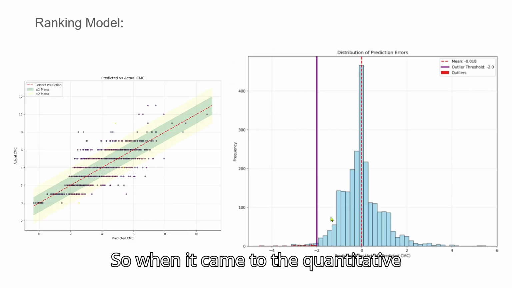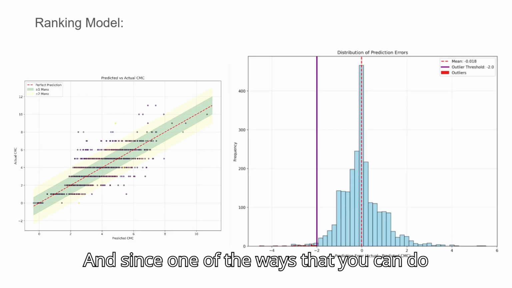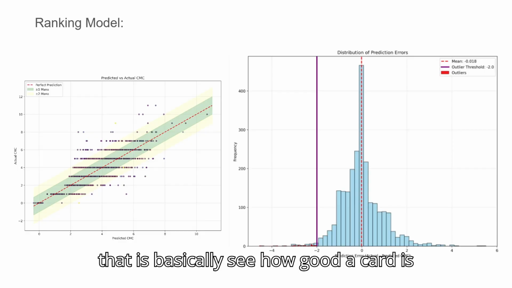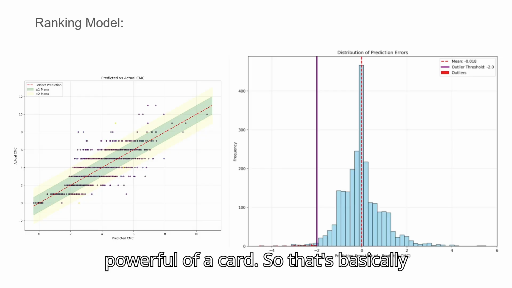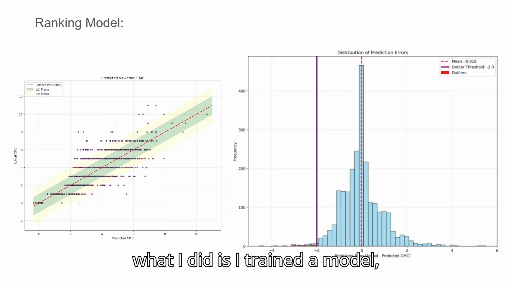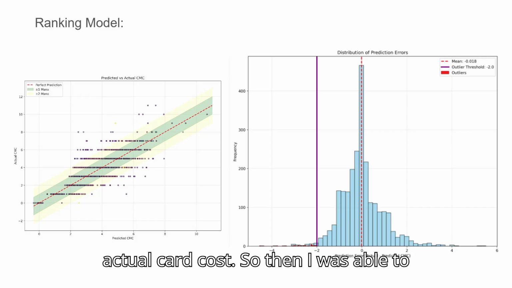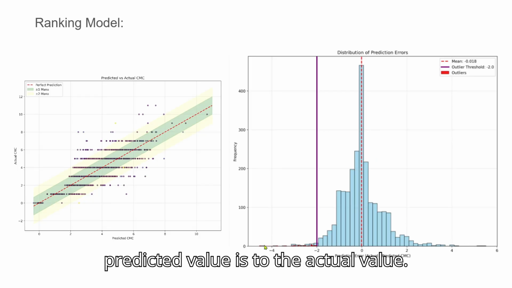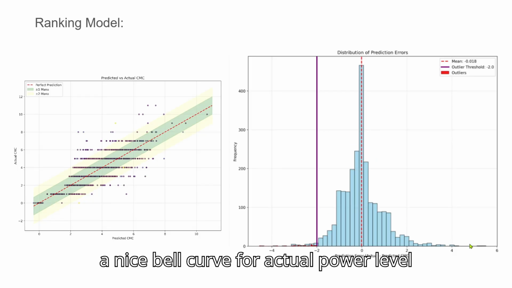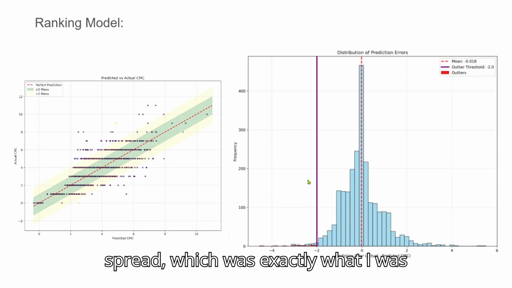When it came to the quantitative framework, what I wanted to do was find a way to rank cards based on power level. One way to do that is to see how good a card is compared to its cost. If a card should cost a lot more but costs less, that means it's going to be a much more powerful card. So I trained a model to predict card cost, and then I compared the predicted cost to the actual cost. Then I was able to make this bell curve, which shows how far off the predicted value is from the actual value. I was able to use this to create a nice bell curve for actual power level rankings and make a good spread, which was exactly what I was looking for.